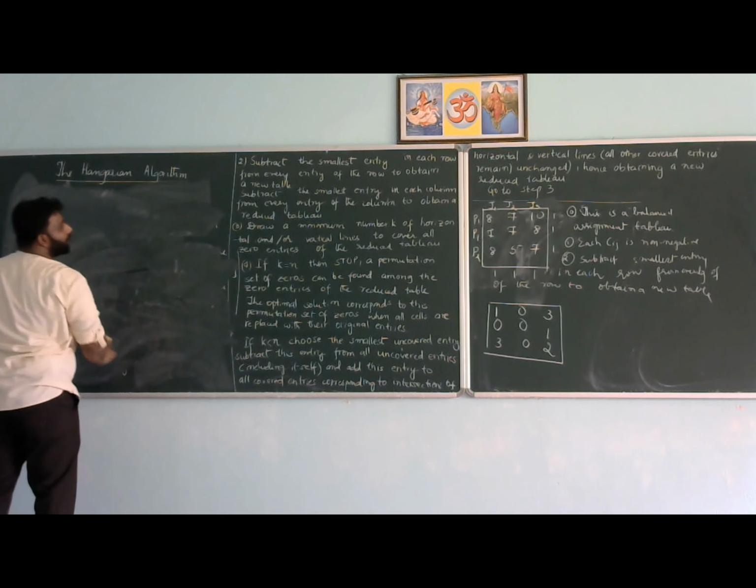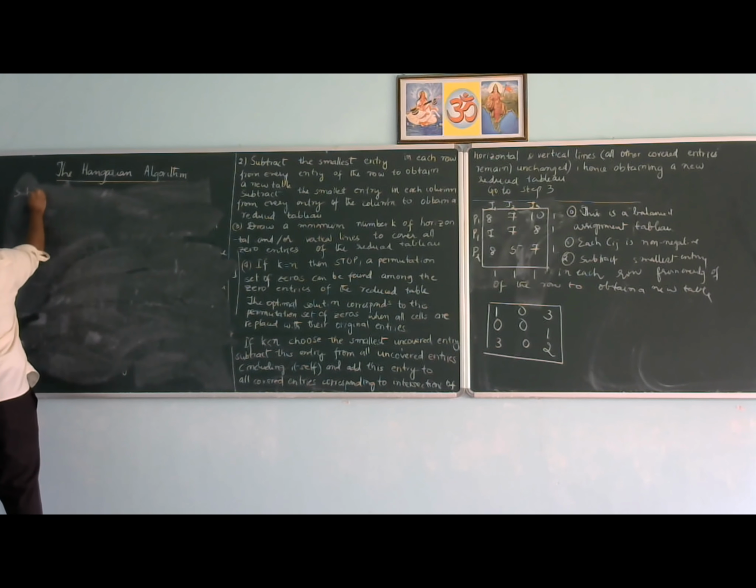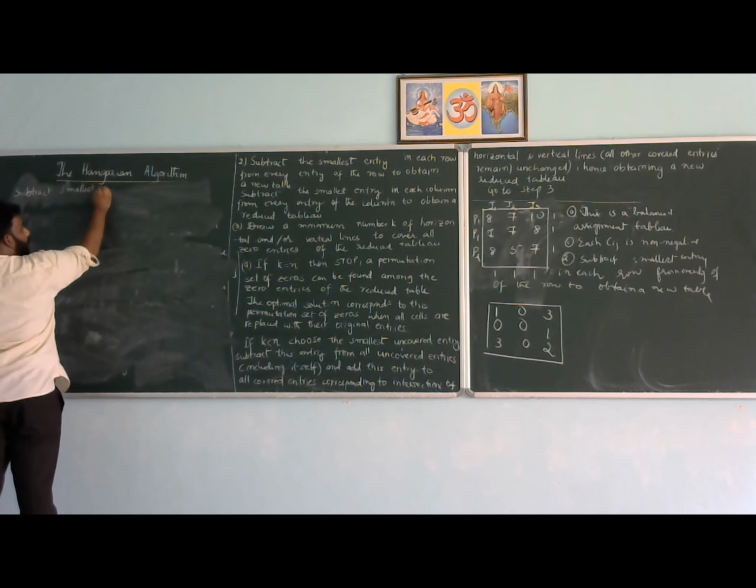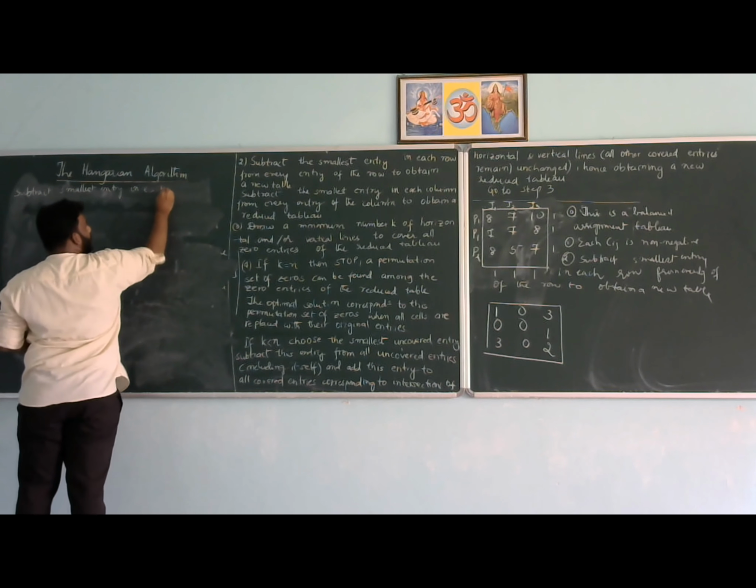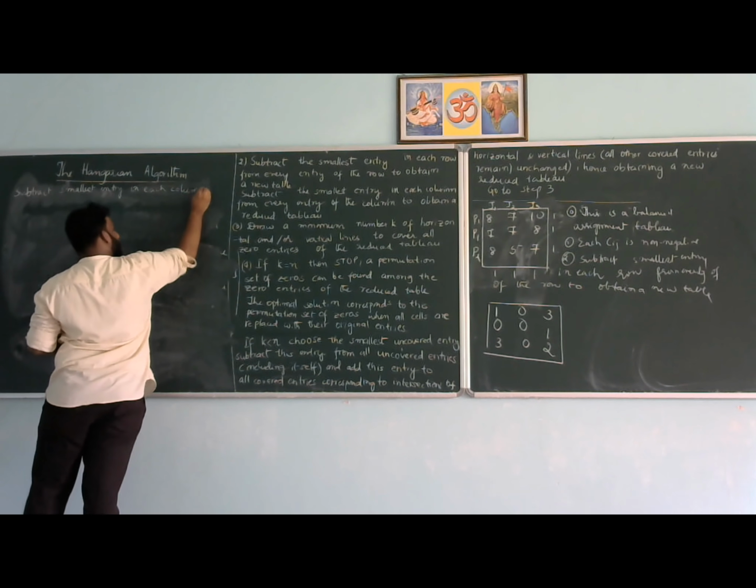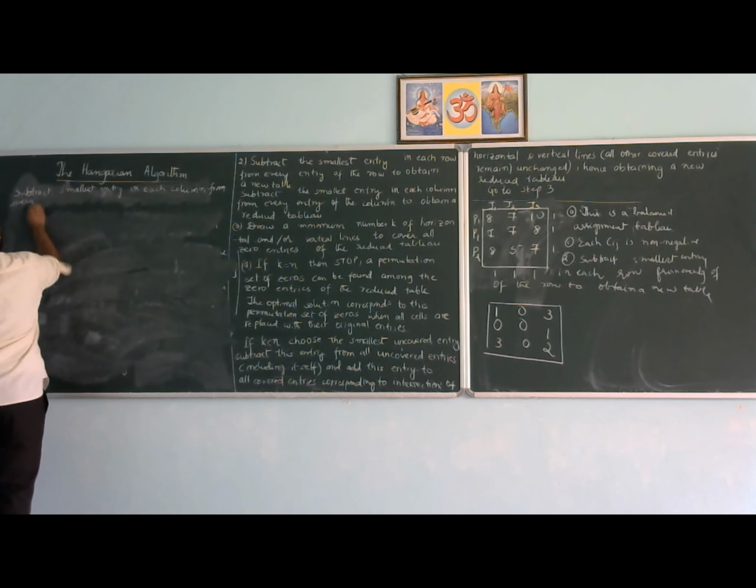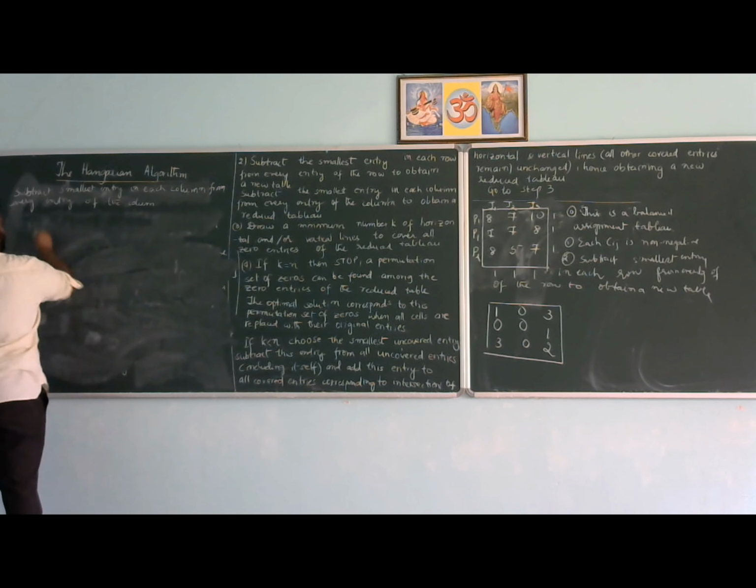There is a second part of step 2. That is, subtract the smallest entry in each column from every entry of the column. Okay.